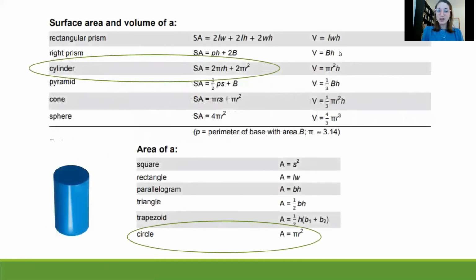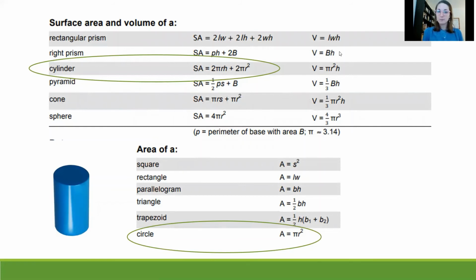So if we look at the surface area and volume of a cylinder, the area of a circle, these are all things that are on the GED prep sheet for math. So you can actually access this before you go to the test, and you will also have access to it during the test. This is your formula sheet. So the cylinder, we see surface area equals 2 pi RH plus 2 pi r squared. So with the circle, we know that the area of just the top or the bottom would be pi r squared. So I want you to think about it this way.